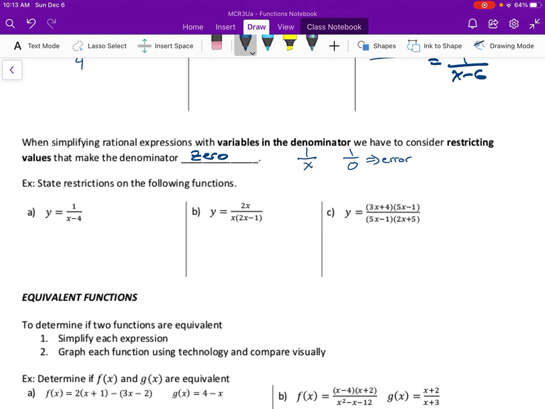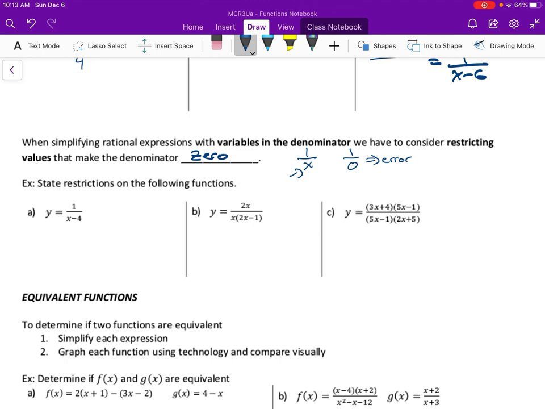And graphically, from this function, 1 over x, that creates an asymptote in this example. And so you have to state restrictions on your denominator. It's not hard, but you just have to recognize it. So in these examples, it says state the restrictions on the following functions. So the first one here, I put 1 over x minus 4. So as soon as I recognize there's a variable in the denominator, I have to think, okay, what would be my restriction? What's the thing that would make this denominator equal to 0? So, i.e., what would x equal to make it 0?